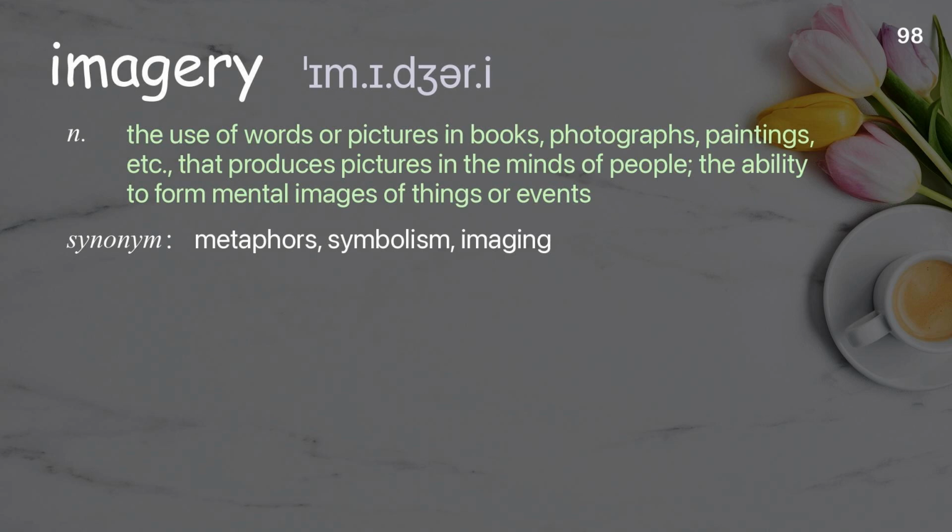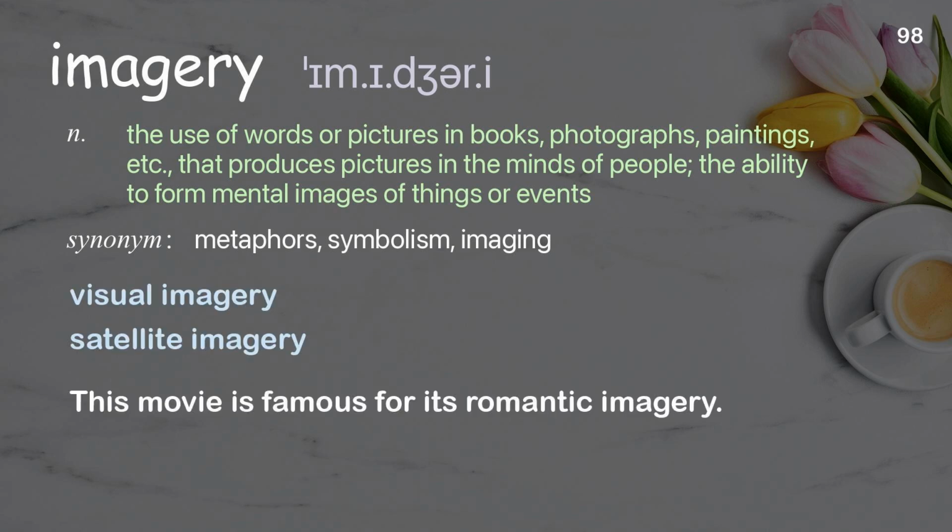Imagery. The use of words or pictures in books, photographs, paintings, etc., that produces pictures in the minds of people, the ability to form mental images of things or events. Examples: visual imagery, satellite imagery. This movie is famous for its romantic imagery.